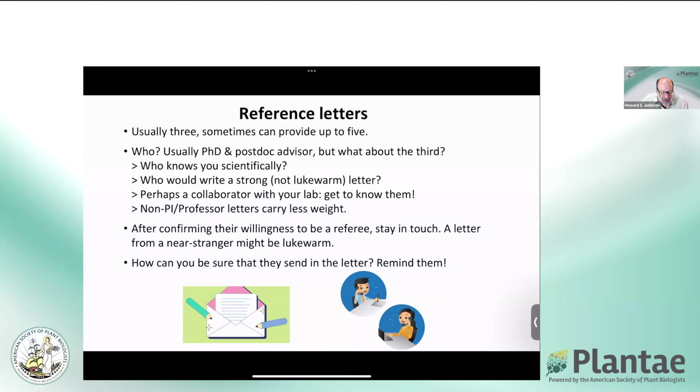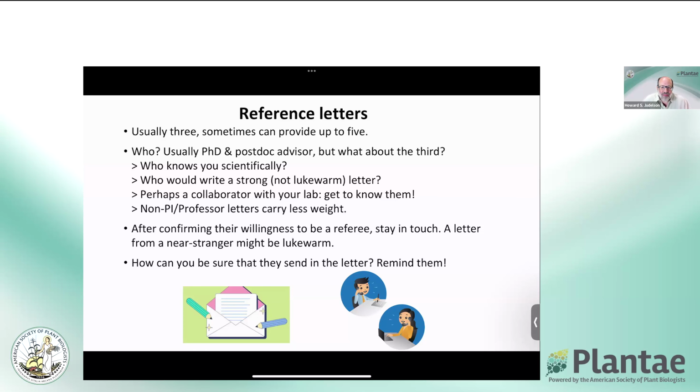And there is, I suppose, some value to providing more than 3 letters if you have that opportunity. Sometimes someone might be late getting in the letter. And if you ask 4 people, then maybe there'll be 3 letters in there on time. Depending on the search, some searches will proceed if they don't get 3 letters. Others won't consider you if there's less than 3 letters in the file at the time that the search committee is reviewing applications. So it's okay to remind your referee to send in the letter.